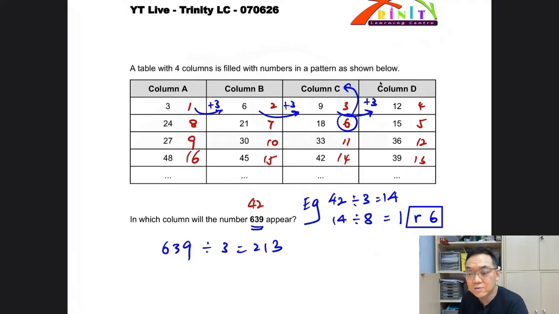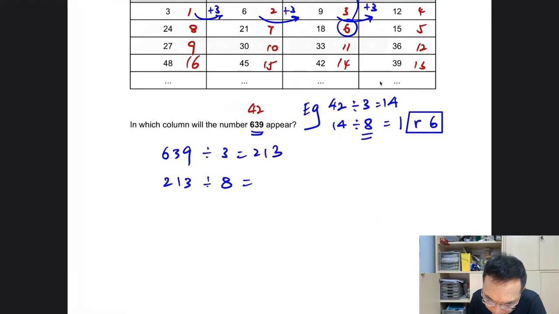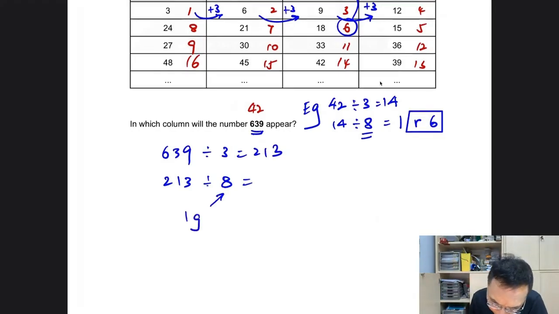Very good. Okay, good. All of you understand, right? So you take 213 and you divide it by 8. Sorry, I said the wrong thing. Divide by the number of things in one group, because one group has 8. Sorry, my bad. So this will give me 26.625.